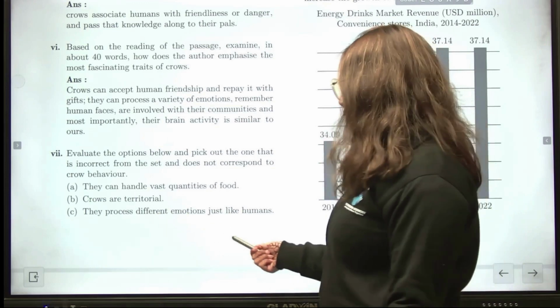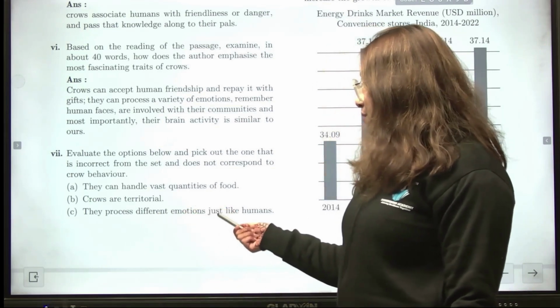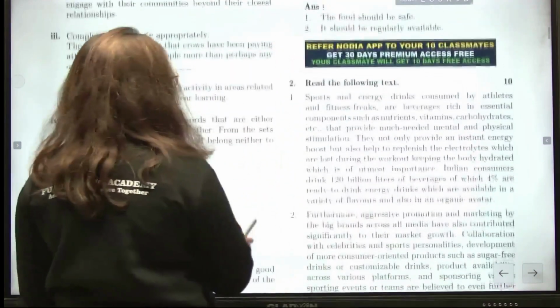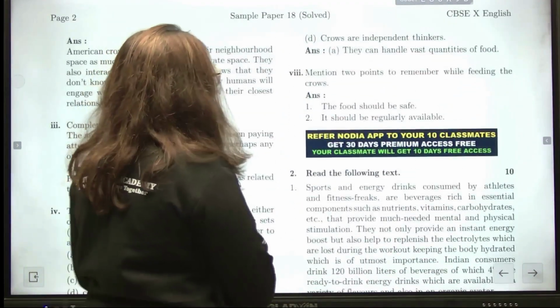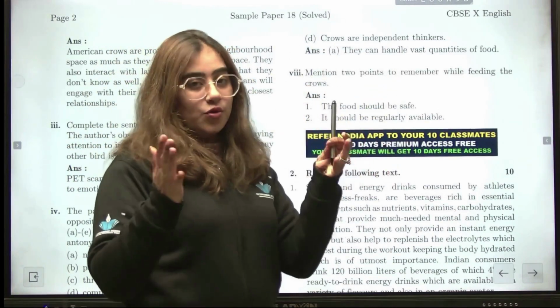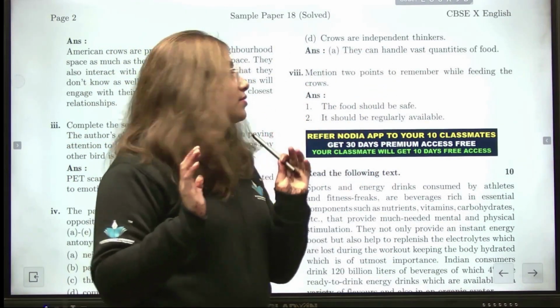They cannot handle large quantities of food. Crows are territorial. Yes, this is correct. They process different emotions just like human. Yes, we have studied that. Crows are independent thinkers. Yes, so इसका answer है A part, that they can handle vast quantity of food. It is an incorrect statement.